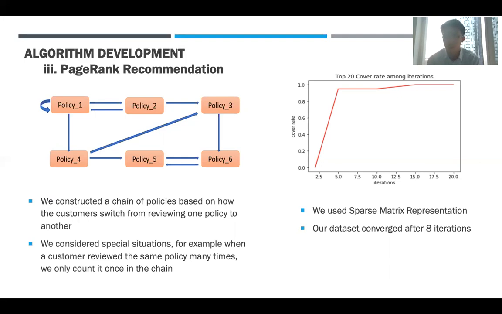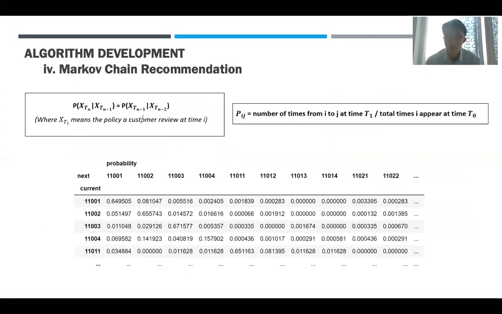And for the final recommendation, we took the policies the customer reviewed as the starting node, and we find the linked end nodes with the top 10 PageRank scores as our recommendation list. But unfortunately, the model performed not as well as we expected. Next slide, please. So we improved the algorithm by implementing the Markov Chain recommendation.